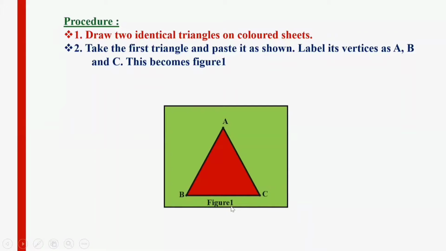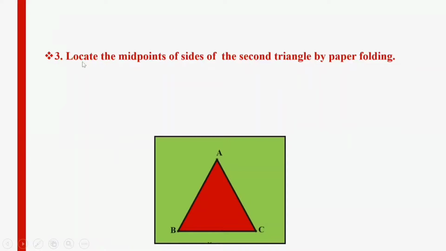Next, what is the next step? I take the second triangle now and I need to locate the midpoints of the sides of the second triangle by paper folding. Then I will label the midpoints as D, E and F. So D, E and F are the midpoints labeled. Now let me tell you, how did I find out these midpoints D, E, F by paper folding? Let me explain the procedure to you.